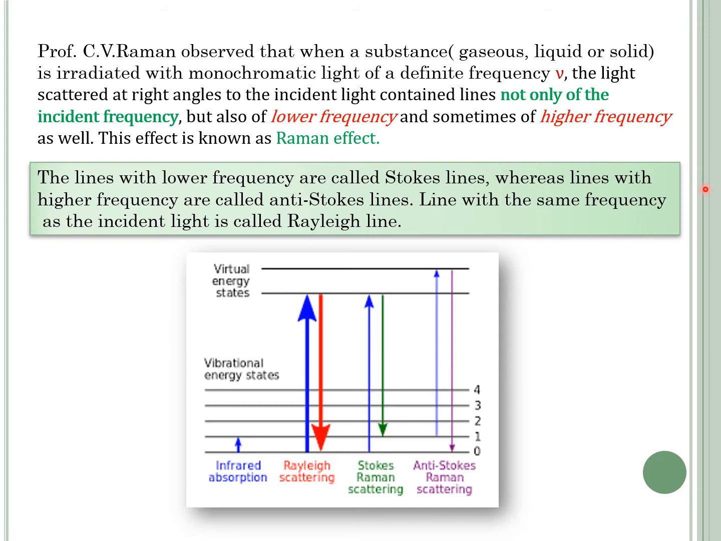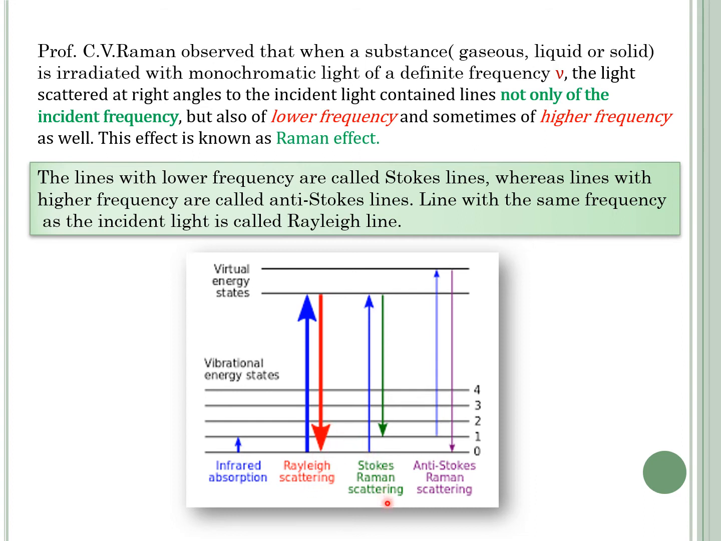Now the lines with the lower frequency are called Stokes lines, whereas the lines with the higher frequency are called anti-Stokes lines. And lines with the same frequency as the incident light are called Rayleigh lines. So here you can see in the diagrammatic representation, on absorption of IR radiation, if the molecule is excited to a higher energy level, then whatever the intensity of the incident light is, if the scattered light is of the same intensity, then that is called Rayleigh scattering.